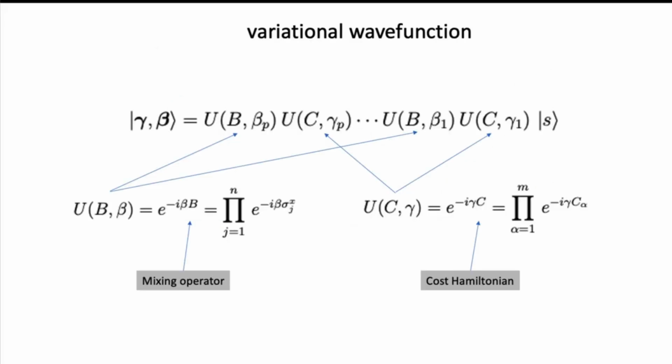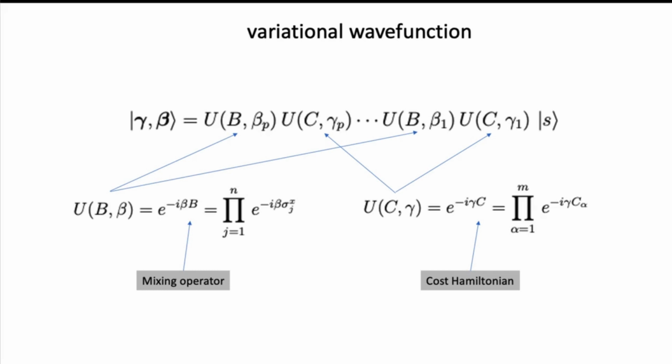QAOA proposes a particular form of variational wave function shown here. The S state is a superposition over all computational basis states. We multiply it by a unitary derived from the cost Hamiltonian, which has been exponentiated after multiplying by a parameter gamma. Then we multiply it by another unitary called the mixing operator, which contains a parameter beta. This pairing is repeated some number of times, indicated here by the parameter p.